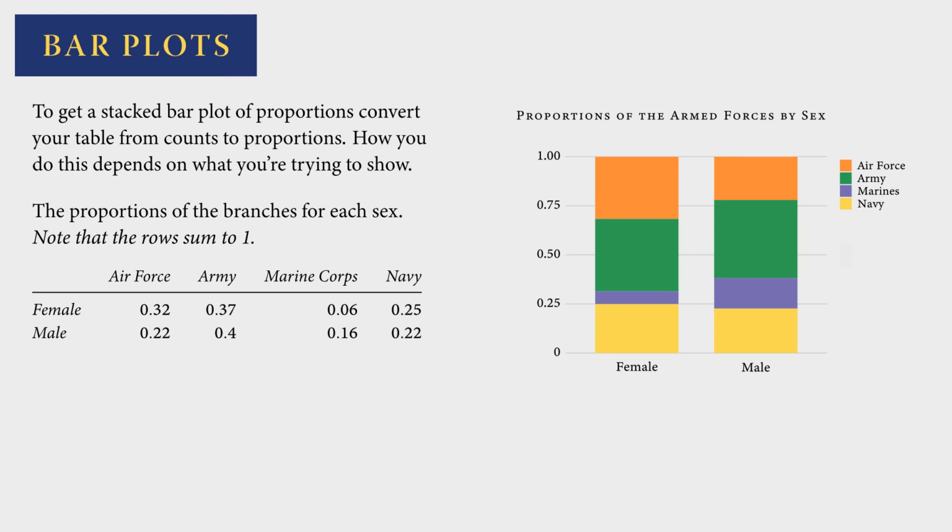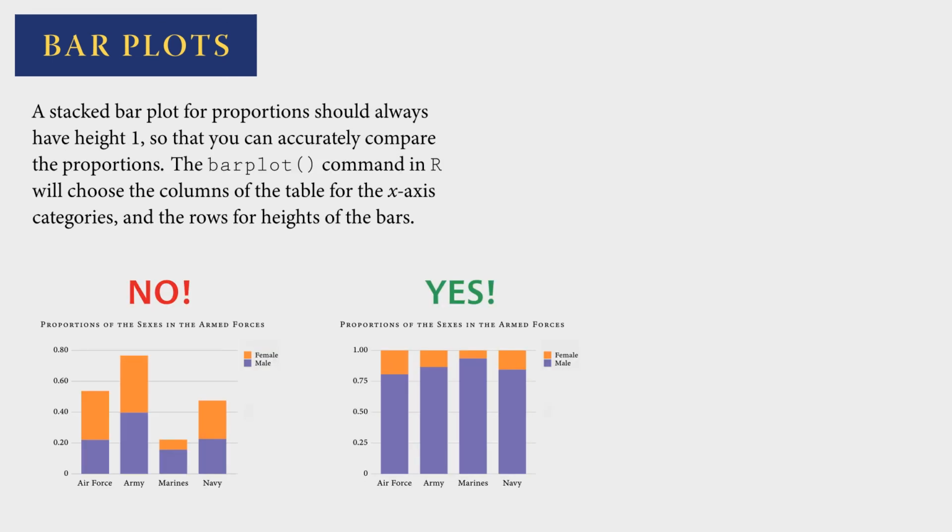If the margin is the row, then the rows sum to 1. In this example, that gives us the proportion of military branch membership by sex. Among females in our data, 32% belong to the Air Force, 37% belong to the Army, 6% belong to the Marines, and 25% belong to the Navy. If you add these all up, they sum to 1. When you make these things in R, you need to pay attention to how it builds the tables and plots them. I'll cover this in the coding lecture.